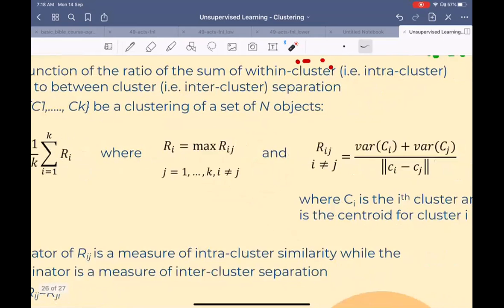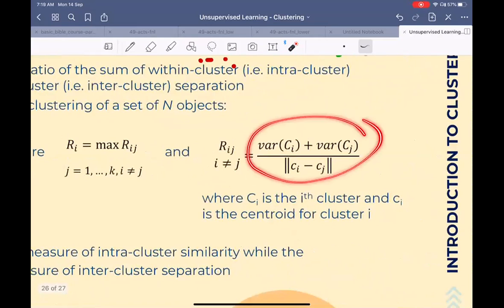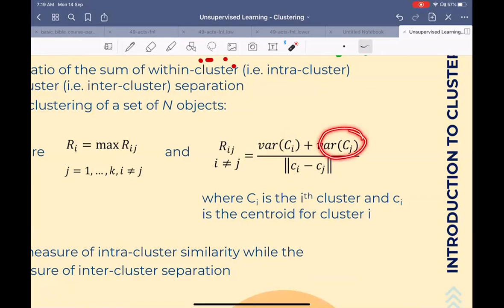And how do you evaluate Rij? We say Rij is evaluated using this: the variance of cluster i plus the variance of cluster j, divided by the norm of Ci minus Cj.